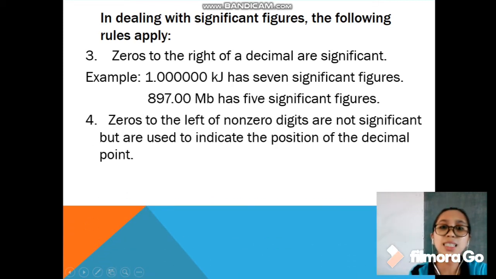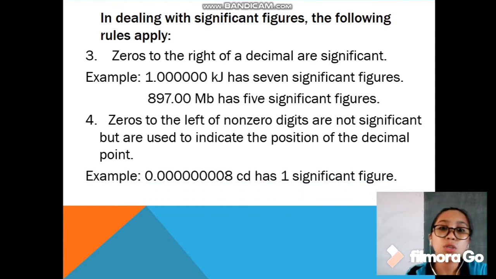Next, zeros to the left of non-zero digits are not significant, but are used to indicate the position of the decimal point. For example, this one. Even though these zeros are right after a decimal, there is no non-zero digit before them, so they are not significant. Back to rule number 3, take note that zeros right after the decimal are significant if what comes before the decimal point is a non-zero.